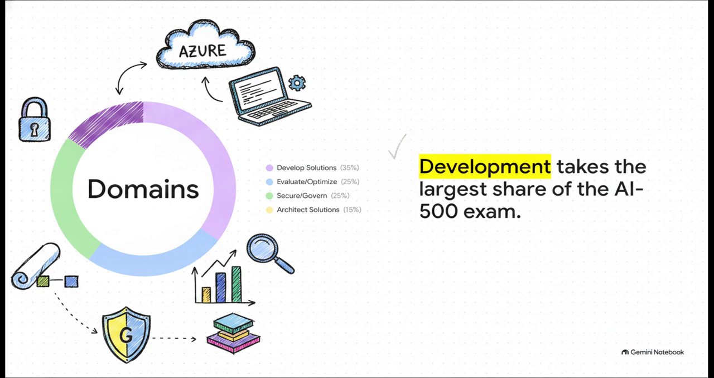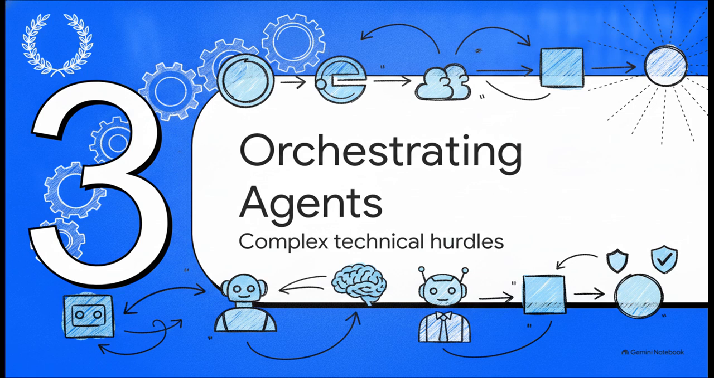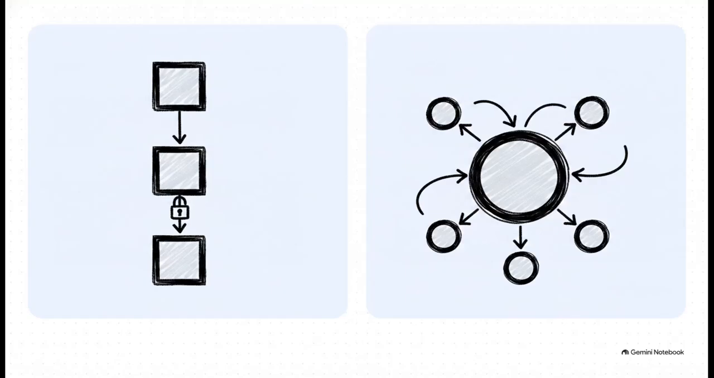Okay, Section 3. Orchestrating multi-agent architecture. We're going to deconstruct some complex technical hurdles here. This is absolutely crucial for the development domain. You've got to know exactly when to use a rigid, sequential chain versus a flexible hub-and-spoke model. Think about a sequential workflow like an automated release pipeline. It's strict. Downstream agents are completely blocked, just waiting until the preceding specialist finishes.